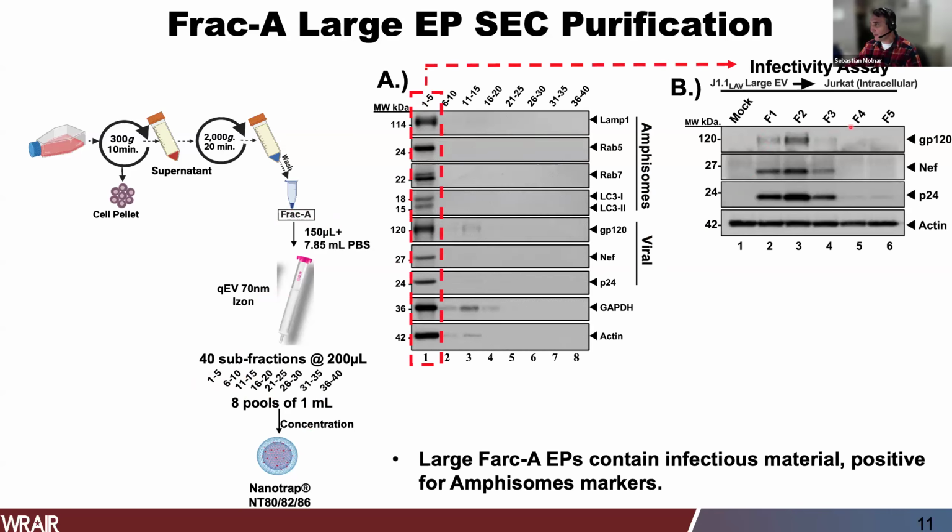which, when we looked individually at the respective fractions coming off the column, we observed that fraction 1 and fraction 2, and these are the very large ones that come off the column first, contain GP120, NEF, P17, and P24 markers, indicating that the virus sits in those very large amphisome-like vesicles.